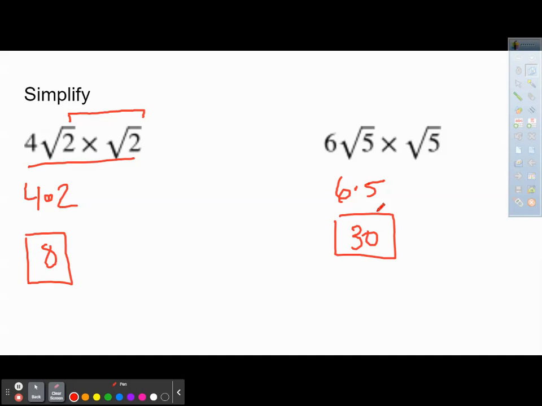Mine gives me like 30 square root of 50. Really? Let me see. Oh, that's because you're doing 6 square roots of 5 times 5. It needs to be times the square root of 5. Oh. Same thing on the other one. You put times 2, it needs to be times the square root of 2.